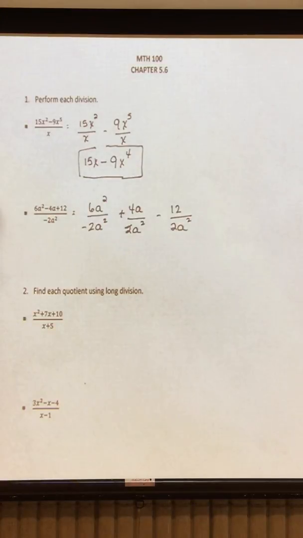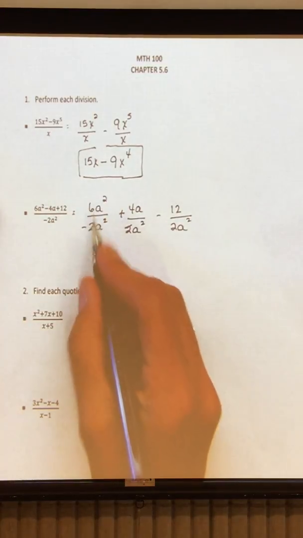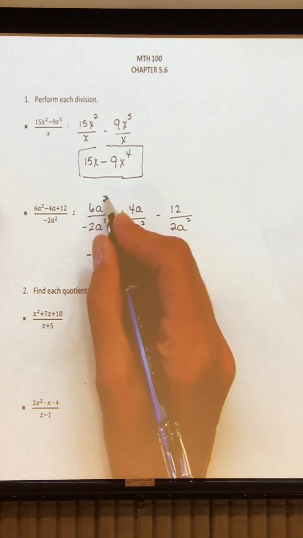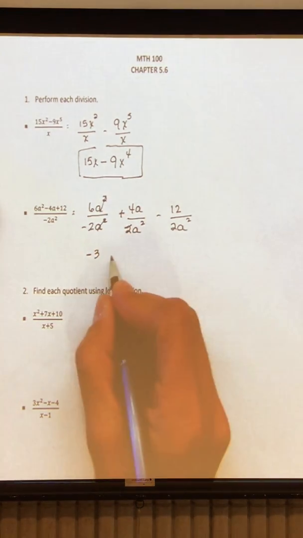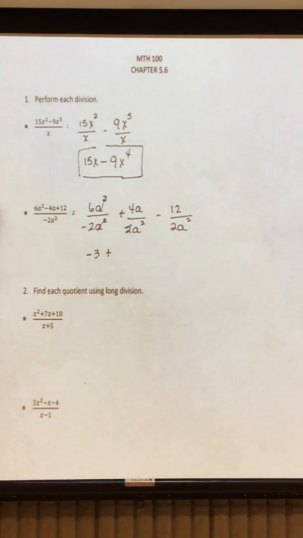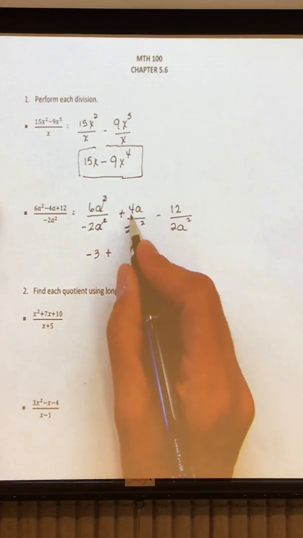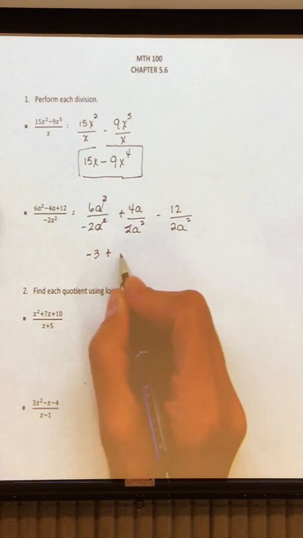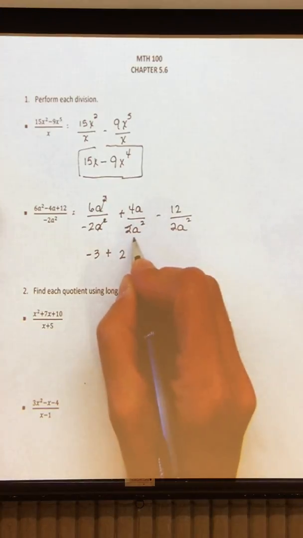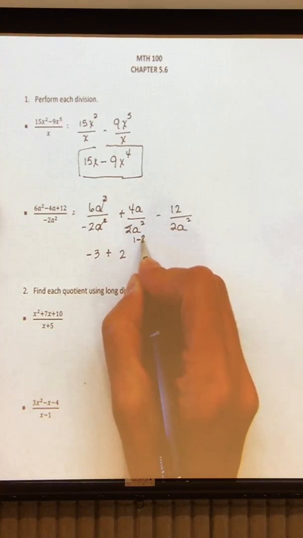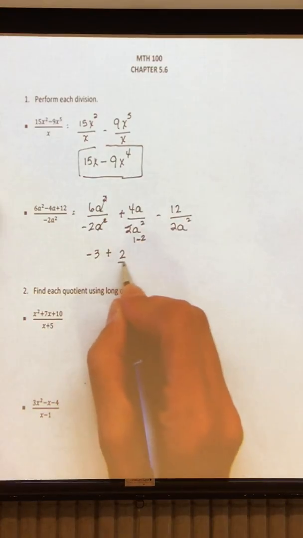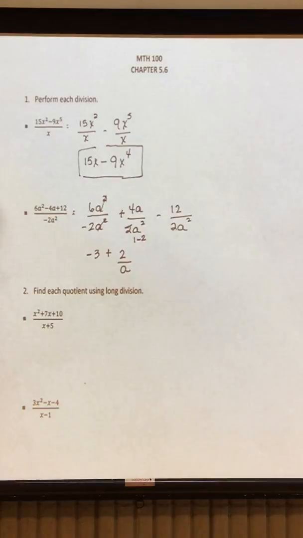So now let's use our quotient rule. We have 6 divided by negative 2, which is negative 3. The a squareds cancel. And now we have the plus, again, because we had a negative divided by a negative. 4 divided by 2 is 2. And we have 1 minus 2. So 1 minus 2 is negative 1. A to the negative 1 is 2 over a.